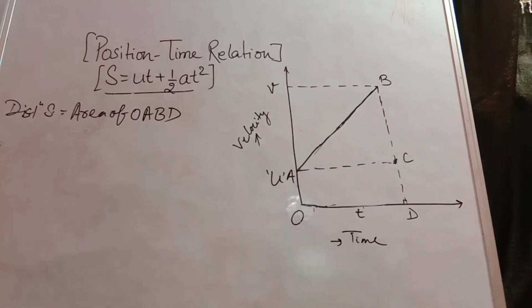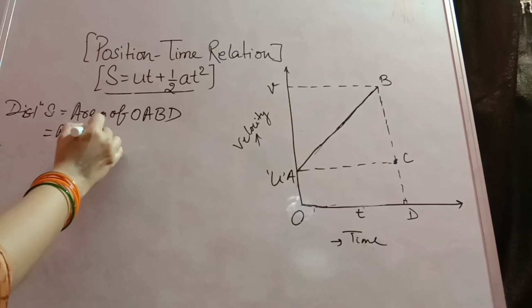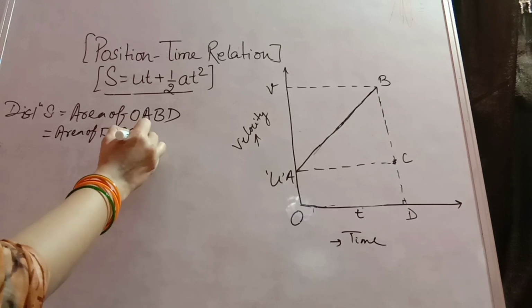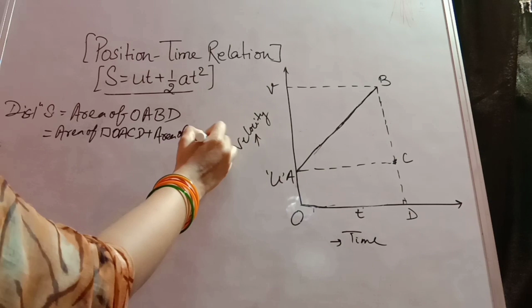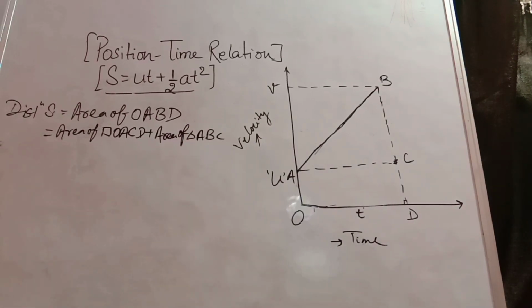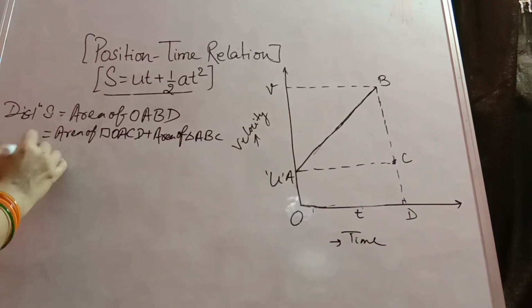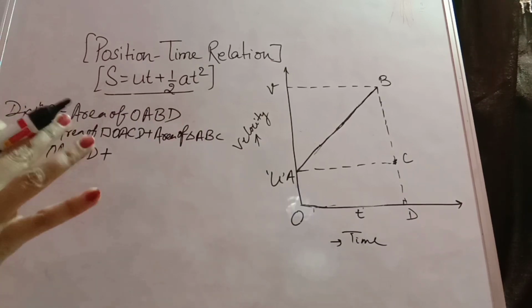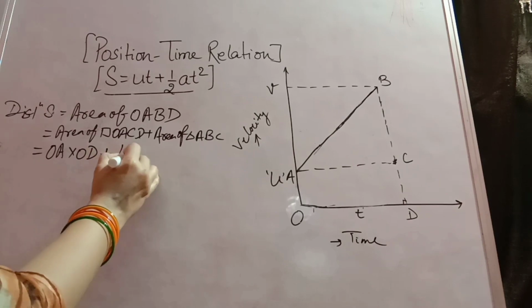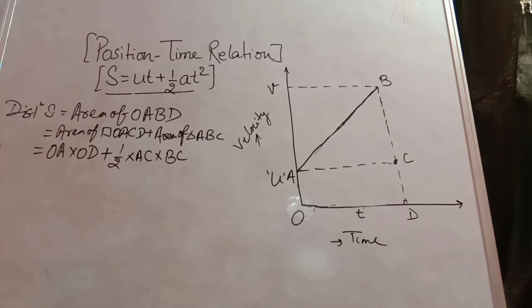So now segregate the area in two parts. You can write area of rectangle OACD plus area of triangle ABC. What is the formula of area of rectangle? Length into breadth. So length is your OA and breadth you can consider as OD. So it is OA into OD plus area of triangle, half base into height, 1 by 2, base AC and height BC.